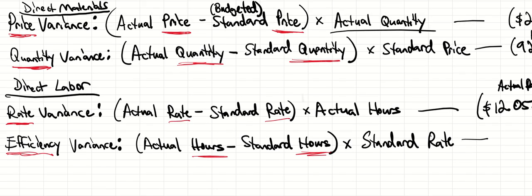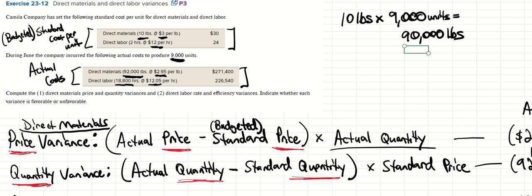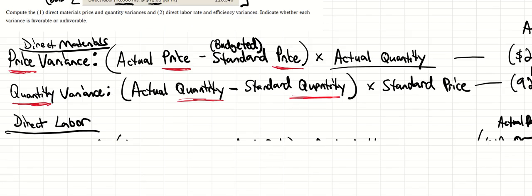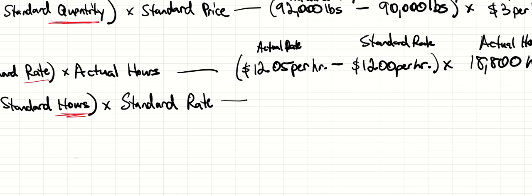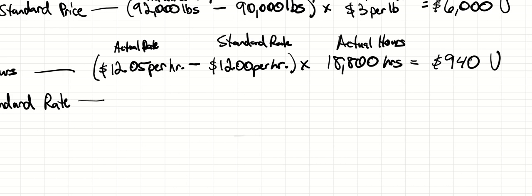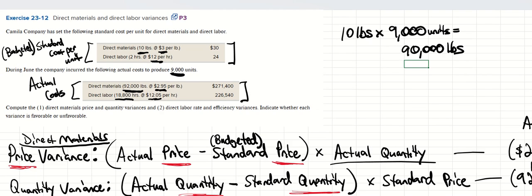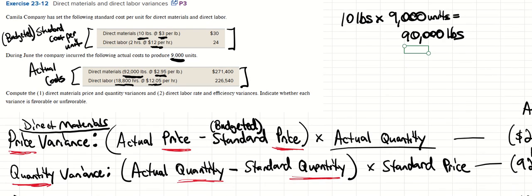So actual hours is going to be 18,800 hours. What we actually used for rate variance. 18,800 hours. That's our actual hours. We have to subtract it by the standard hours. So let's see if they provide the standard hours to us, and they don't in total. So we're going to have to also figure out what the standard hours is going to be.